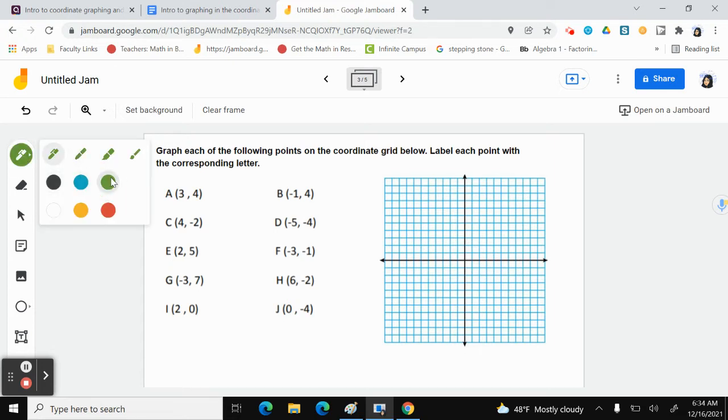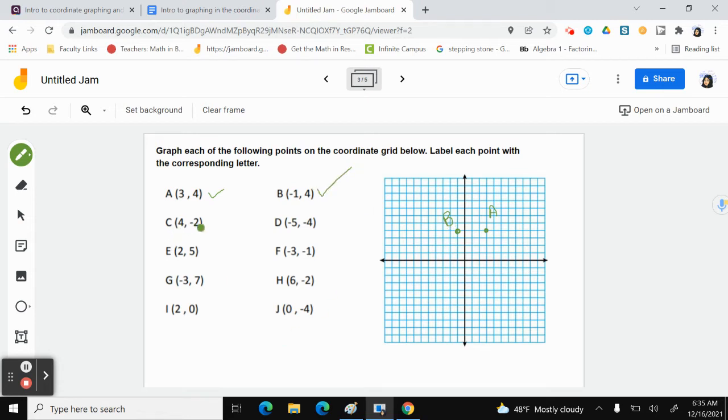Okay, so A is (3, 4). I'm going to start at the origin. I'm going to go 1, 2, 3 right, and 1, 2, 3, 4 up. And that's going to be point A. Okay, B is (-1, 4). I'm going to start at the origin. Since 1 is negative, I'm going to go 1 left, and then 1, 2, 3, 4 up. That's going to be point B.